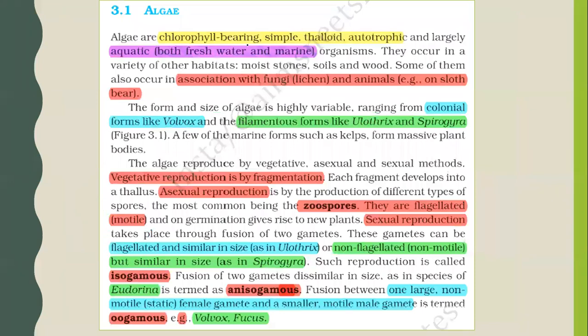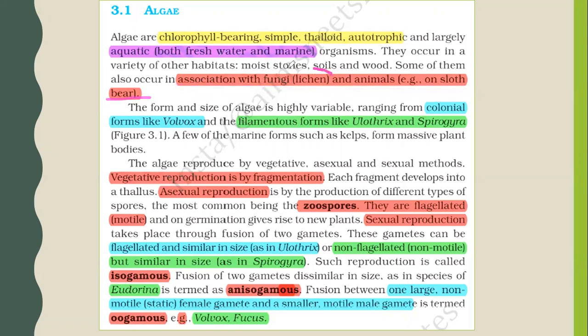Yes. Next is the class about the algae. I'm going a bit fast because we have already done this, and this is just an NCERT marking series. So algae is chlorophyll-bearing, simple thalloid, autotrophic, aquatic, freshwater and marine organism. They occur in a variety of habitats: moist stones, soils, and wood. Some of them also occur in association with fungi and animals.